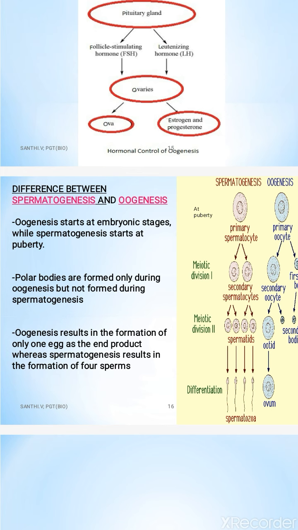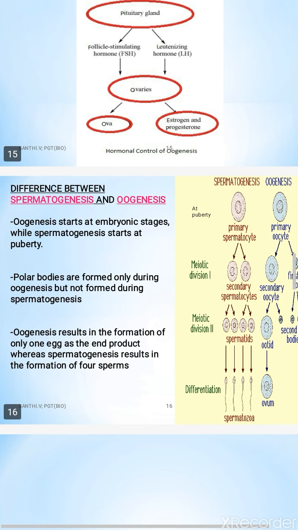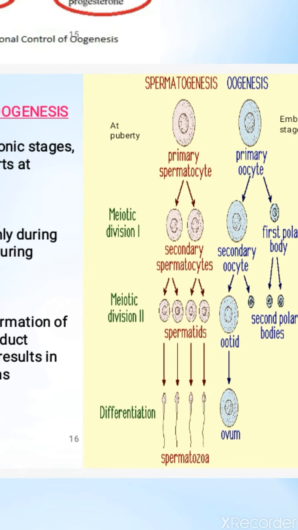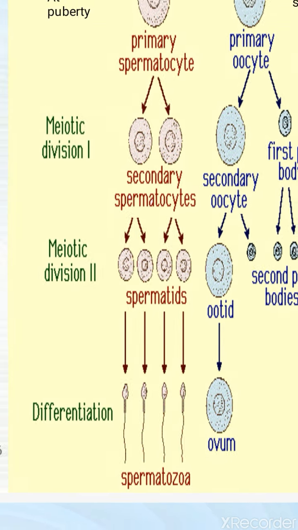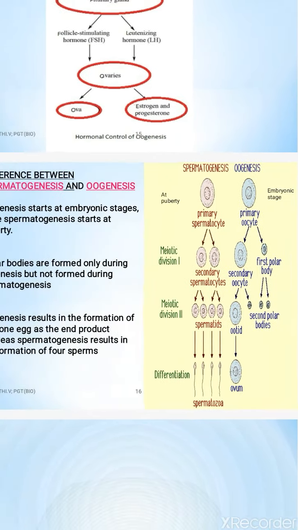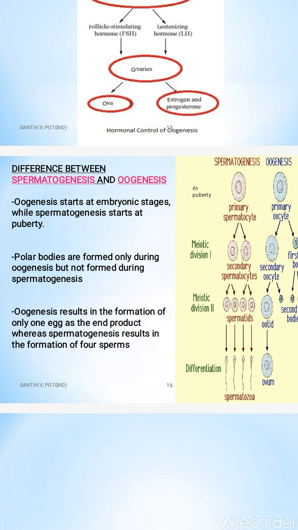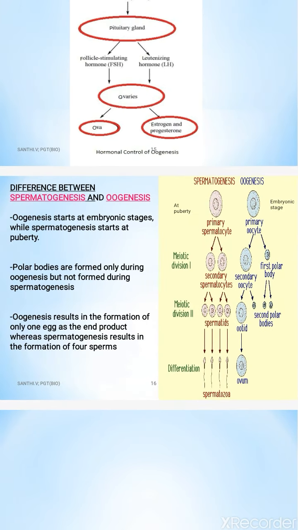Now let us see a few differences between spermatogenesis and oogenesis. Oogenesis starts at the embryonic stage itself, but spermatogenesis starts at puberty. Polar bodies are formed only during oogenesis, but not during spermatogenesis. At the end of oogenesis, only one ovum is formed, whereas 4 sperms will be formed. These are the main differences between spermatogenesis and oogenesis.